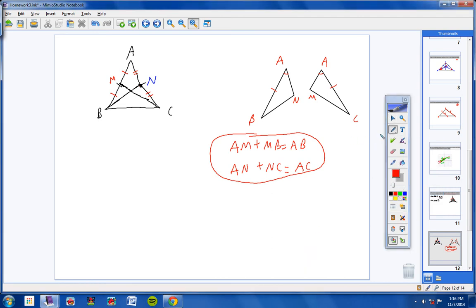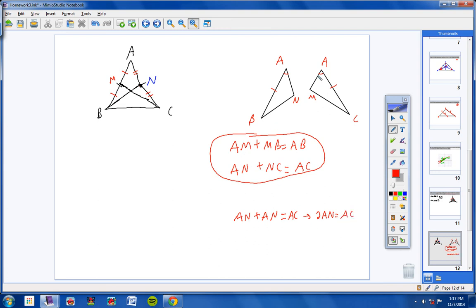Students, right here, I want to keep AN and AM, because if I can somehow prove that AN is congruent to AM, then I've got side angle side. Okay, so watch. Leave your AN here. Now what is AN congruent to? NC. So see this NC right here? I can put AN for that. So I can have AN plus AN equals AC, which is the same thing as 2AN equals AC.